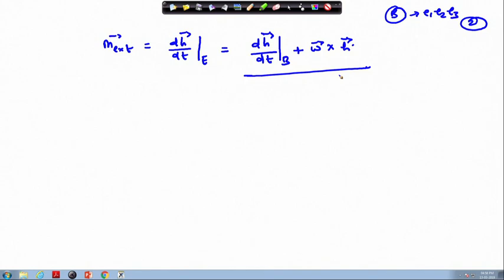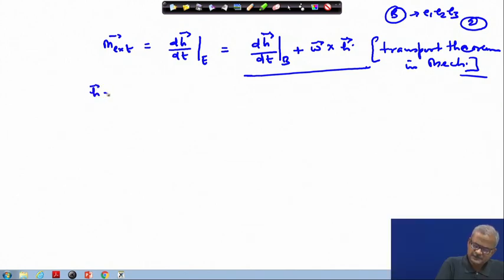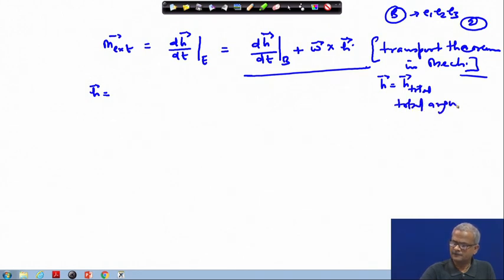Okay. So, this is the transport theorem in mechanics. We have derived this earlier also. Here H is the total angular momentum of the system.